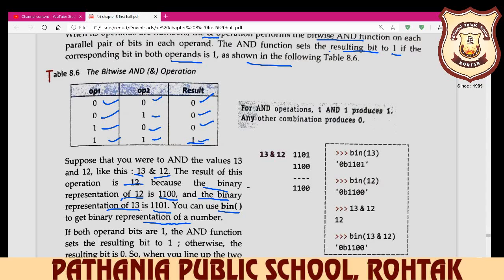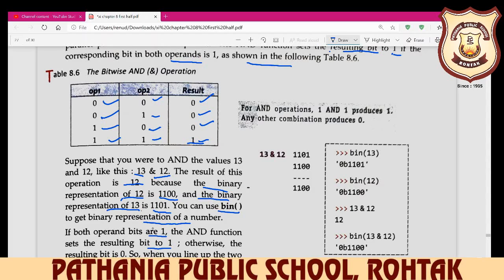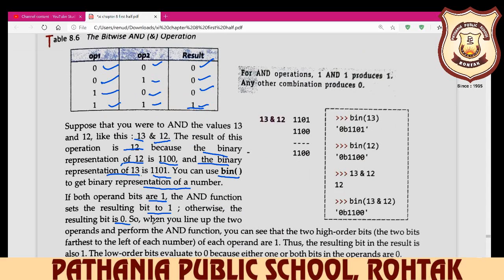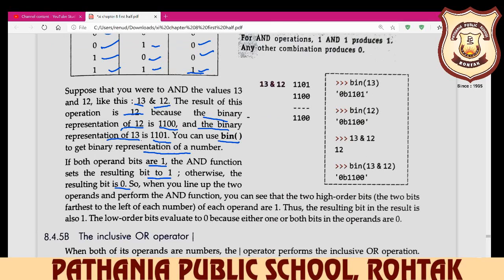If both operand bits are 1, the AND function sets the resulting bit to 1, otherwise the resulting bit is 0. So when you line up the two operands and perform the AND function, you can see that the two high order bits, the two bits farthest to the left of each operand, are 1. Thus, the resulting bit in the result is also 1. The lower order bits evaluate to 0 because either one or both bits in the operands are 0.